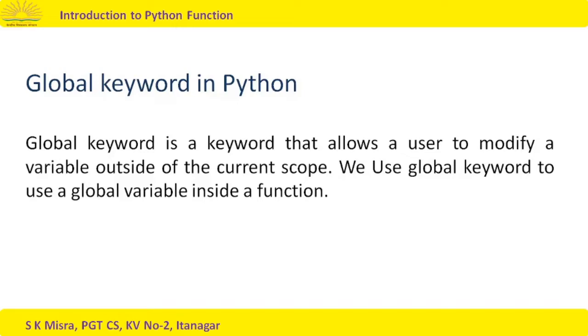Now let us assume a situation where we have a global variable and a local variable of the same name, and suppose inside a function we want to use the global variable instead of the local one. So how to do this? For that we will need the keyword global. So let us try to understand with an example.